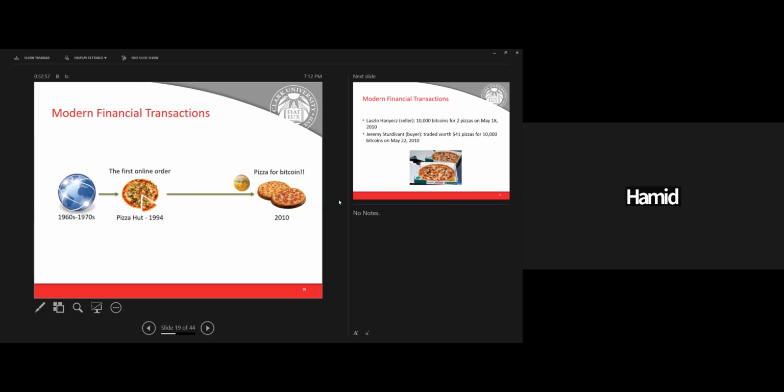Modern financial transactions started in the 1960s and 70s, when the internet was created. In 1994, we had the first online order, and in 2010, it was the first time that people used Bitcoin for the exchange of value.